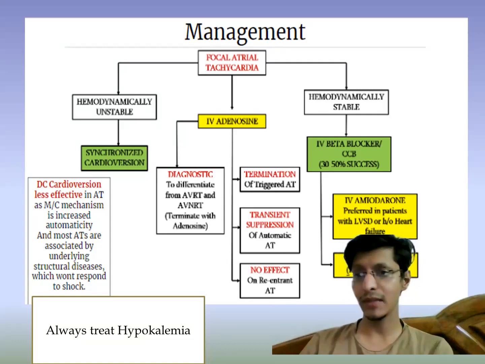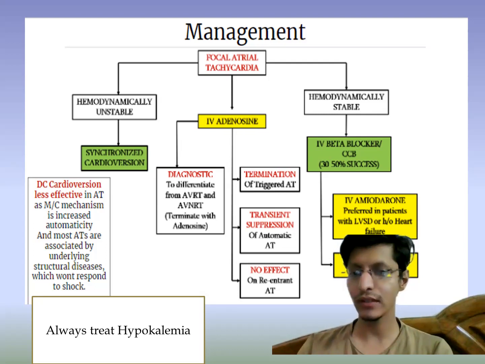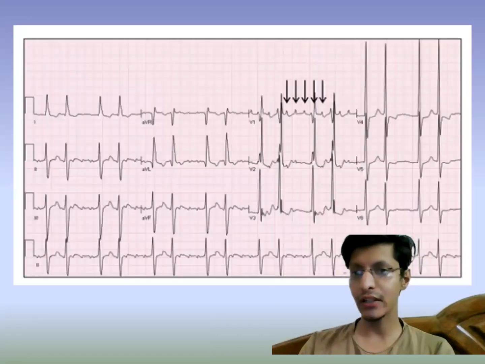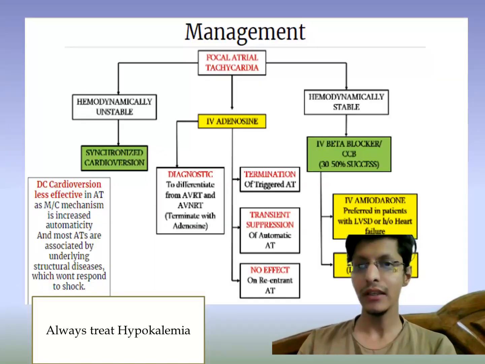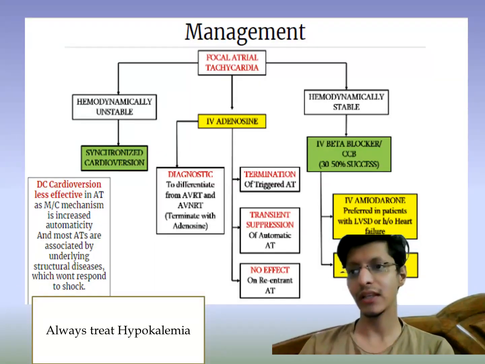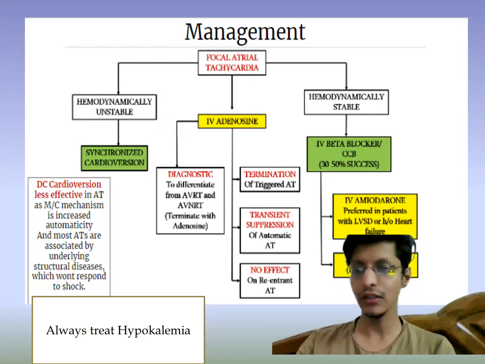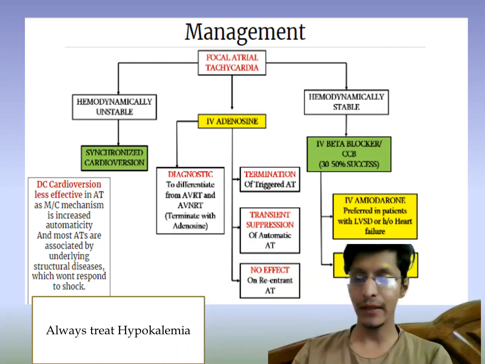First, if the patient is hemodynamically unstable, you have to give a synchronized cardioversion. What is a synchronized cardioversion? When you give a cardioversion between two RR intervals, it is called a synchronized cardioversion. If the patient is hemodynamically stable, we can give IV beta blockers, and we can also give IV amiodarone, or IV ibutilide.